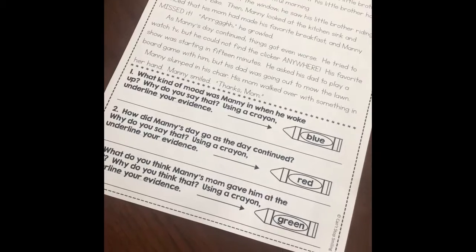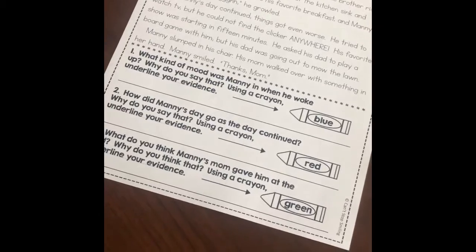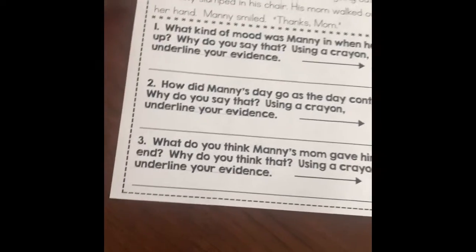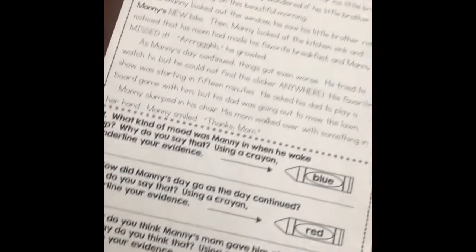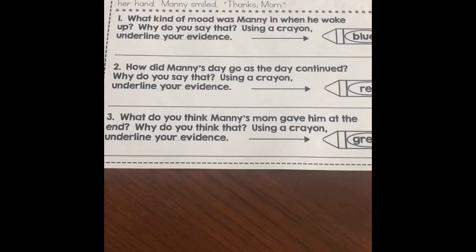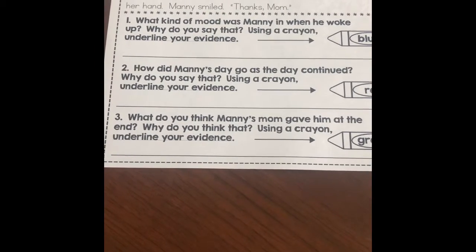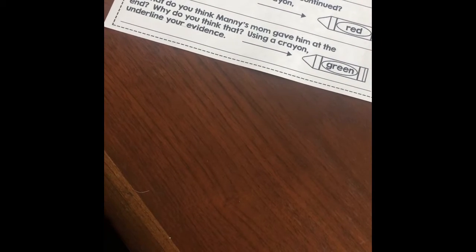One of the first things that I like to do before I'm going to read a passage where I know I'm going to have to answer some questions is I always like to look at the questions first so that my brain is ready to look for the answers to those questions when I'm reading the passage. So the first question says, what kind of mood was Manny in when he woke up? Number 2, how did Manny's day go as the day continued? Number 3, what do you think Manny's mom gave him at the end?